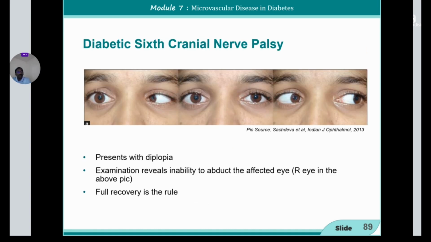So this is the sixth cranial nerve palsy. See the presence of diplopia. Examination reveals inability to abduct the affected eye. So you concentrate on the first one. See, the right eye is at the center, whereas in the left eye, adduction is there. In the second picture, both the eyes are at the center. And in the third picture, if you see the left eye, abduction is there, whereas in the right eye, only adduction. So in this last one, abduction is lost in the right eye. So that is the sixth cranial nerve. Because of this loss of abduction, these people will have diplopia.